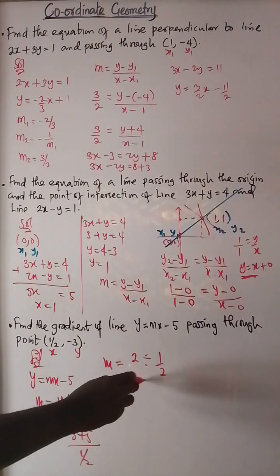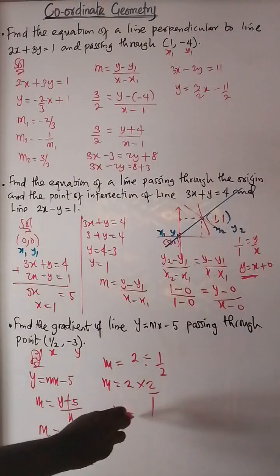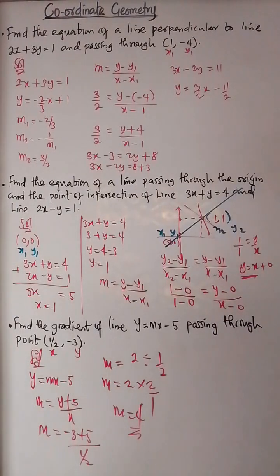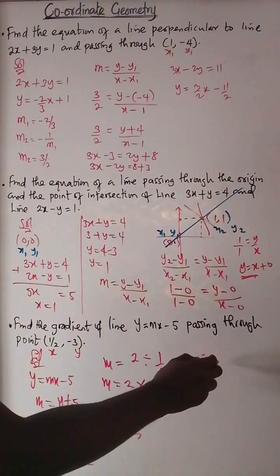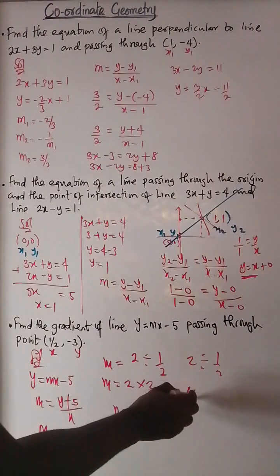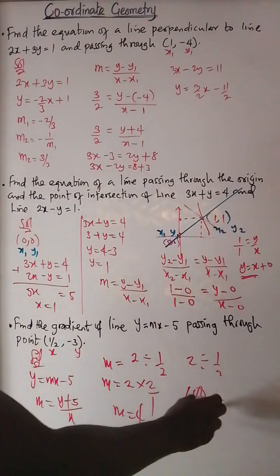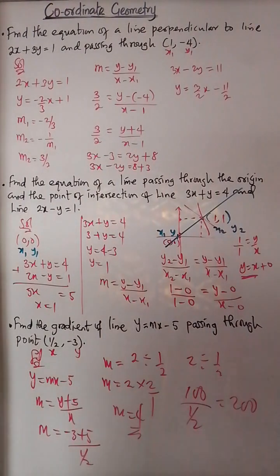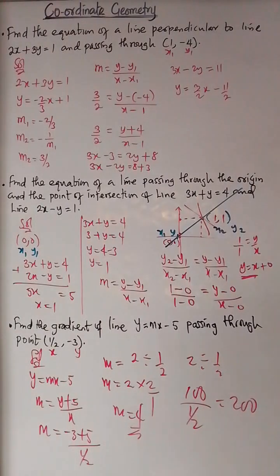But this is what? 2 times 2 by 1. So m is what? 4. So you may be thinking that if we divide 2 by half, the answer should be 1, right? No, if we divide 2 by half, the answer is 4. What if we divide 100 by half? Not 50, the answer is 200. So I didn't say divide 100 by 2. If we divide 100 by 2, we get 50. But if we divide 100 by half, we get 200.